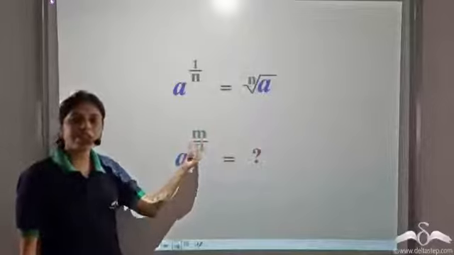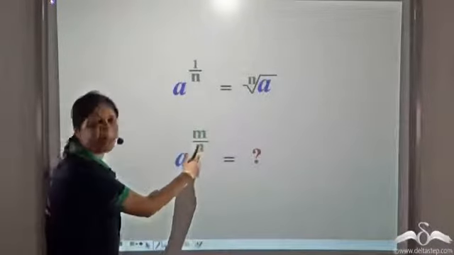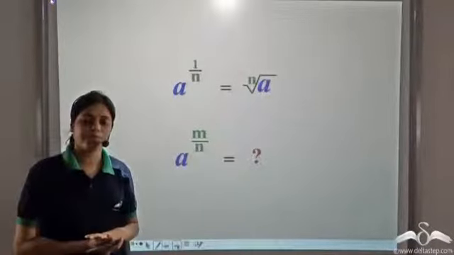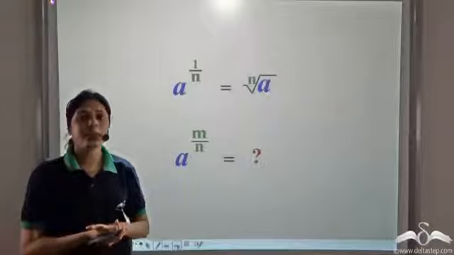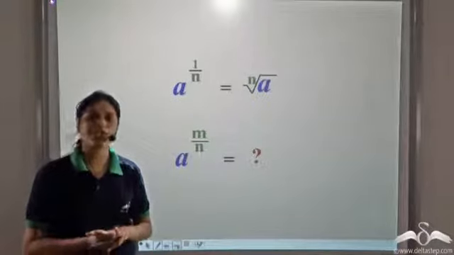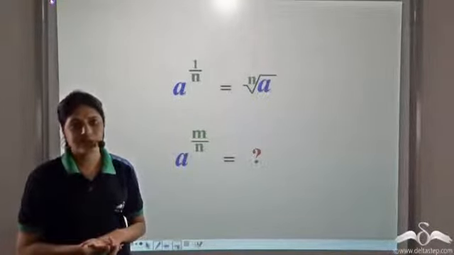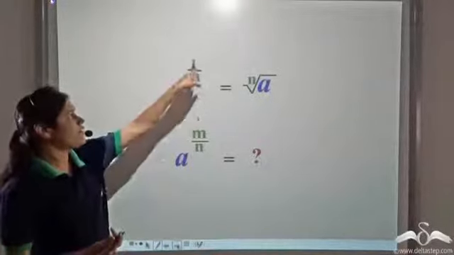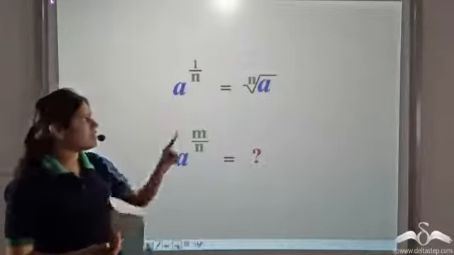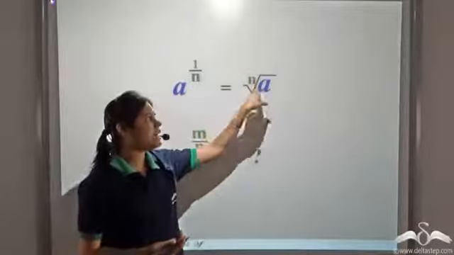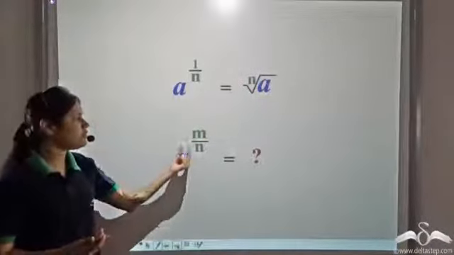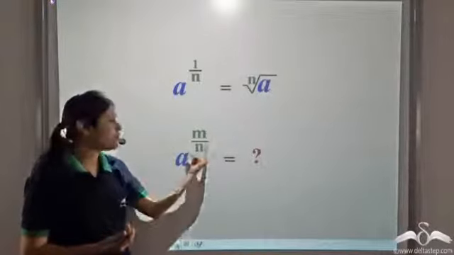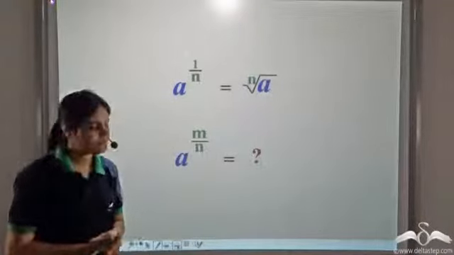So we can have fractional exponents of the form m by n, in which m is not necessarily equal to 1. In fact, we can have any positive or negative rational number as an exponent. Now, what is the meaning of such exponents? We know that when the numerator is 1, it denotes the nth root of a. But what if the numerator is not equal to 1? What is the meaning of such exponents? Let us see.